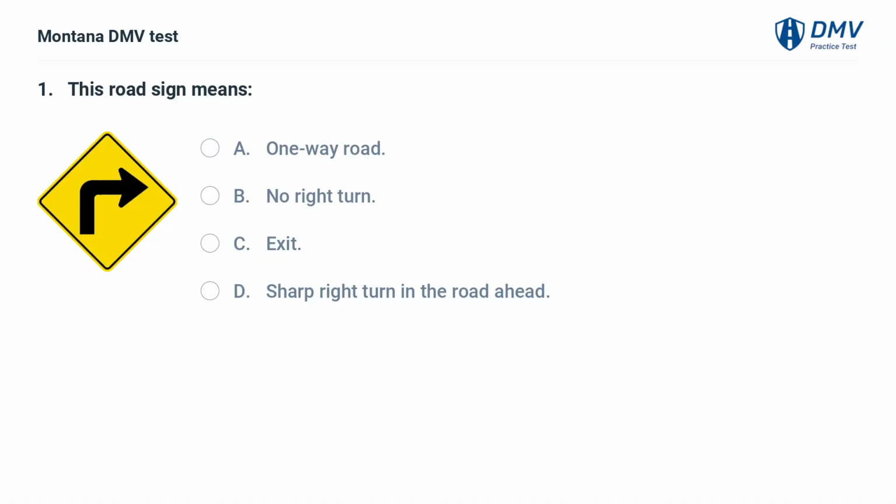This road sign means A. One-way road. B. No right turn. C. Exit. D. Sharp right turn in the road ahead.